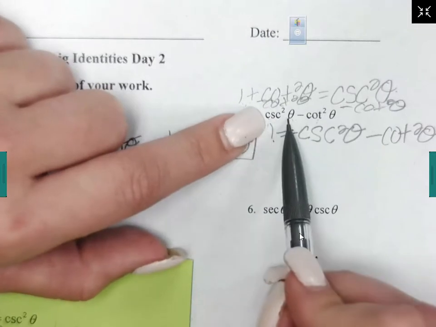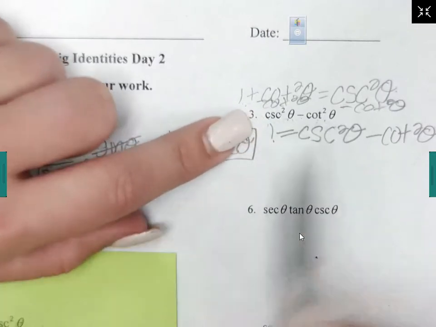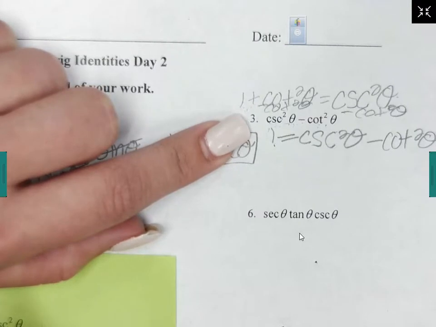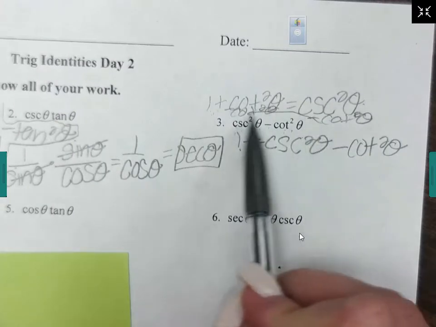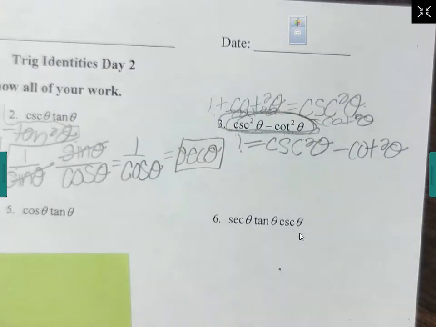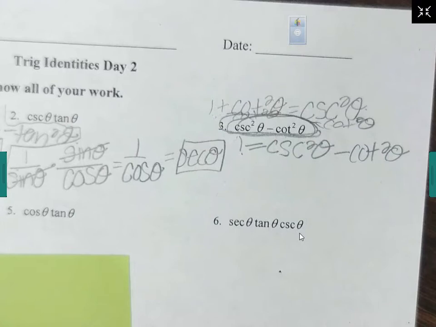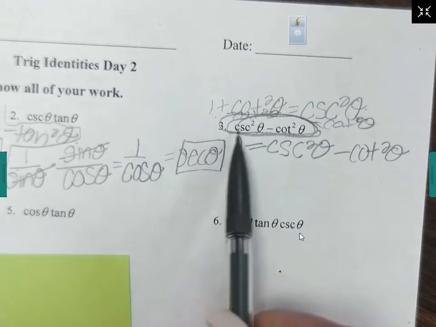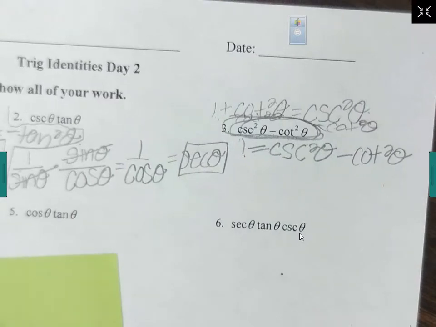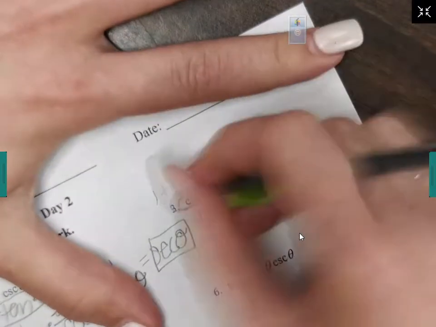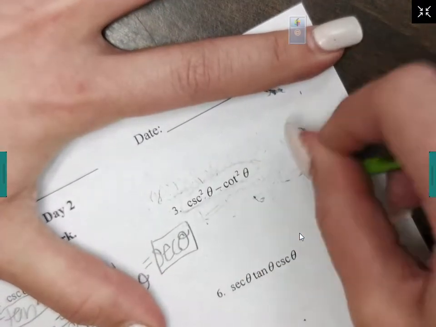So what is cosecant squared of theta minus cotangent squared of theta? What does that equal to, Anaya? What is it equal to, other than itself? What is cosecant squared of theta minus cotangent squared of theta equal to? I'm sorry? It's okay. I will find another way.